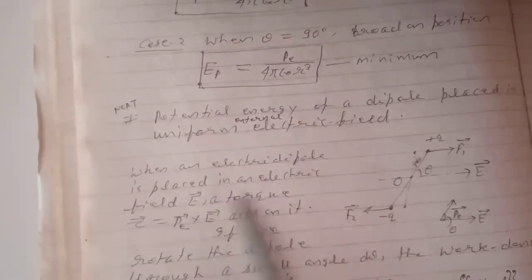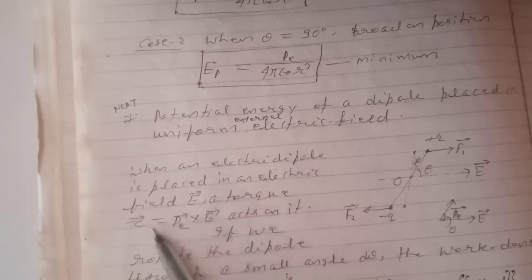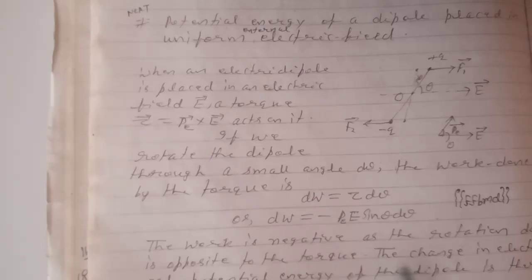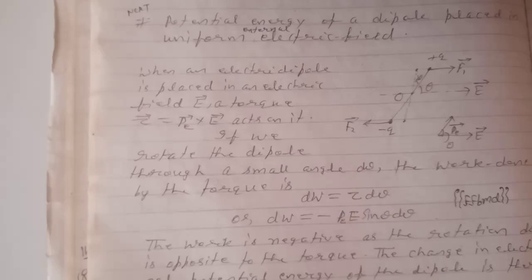When an electric dipole is placed in an electric field E vector, a torque τ = p cross E acts on it. If we rotate the dipole through a small angle dθ, the work done by the torque is dW equals τ into dθ, or dW equals minus p sin θ into dθ. The work is negative as the rotation dθ is opposite to the torque. The change in electrical potential energy of the dipole is therefore dU equals minus dW, or p E sin θ dθ.